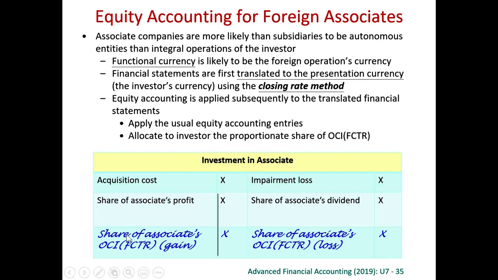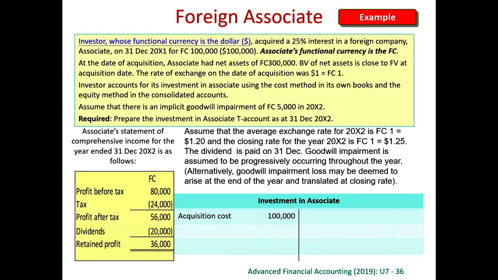Therefore, remember, we share not only the profit of an associate, we share all reserves of the associate as well, including the translation reserve. So if this is a favorable translation reserve, we debit investment in associate and we credit share of associate's translation reserve. Let's see an example.